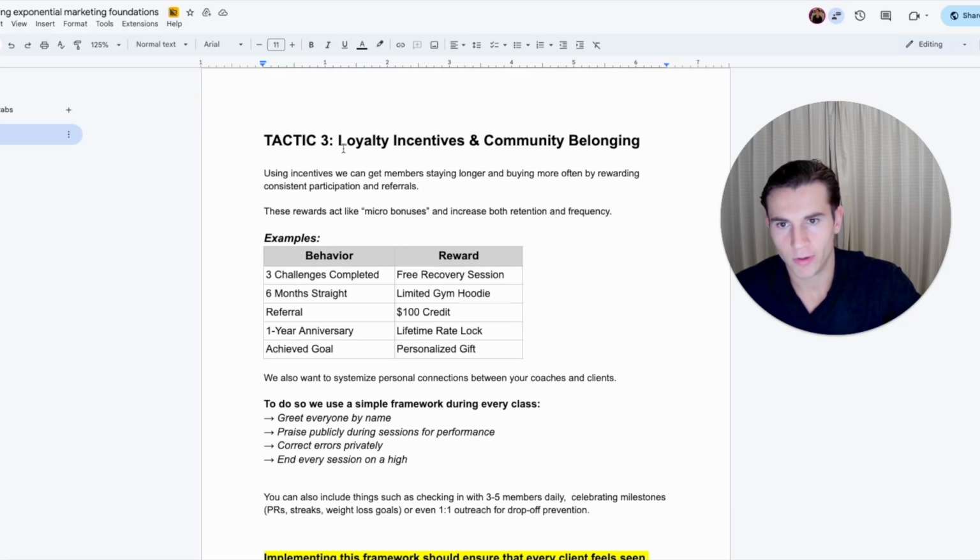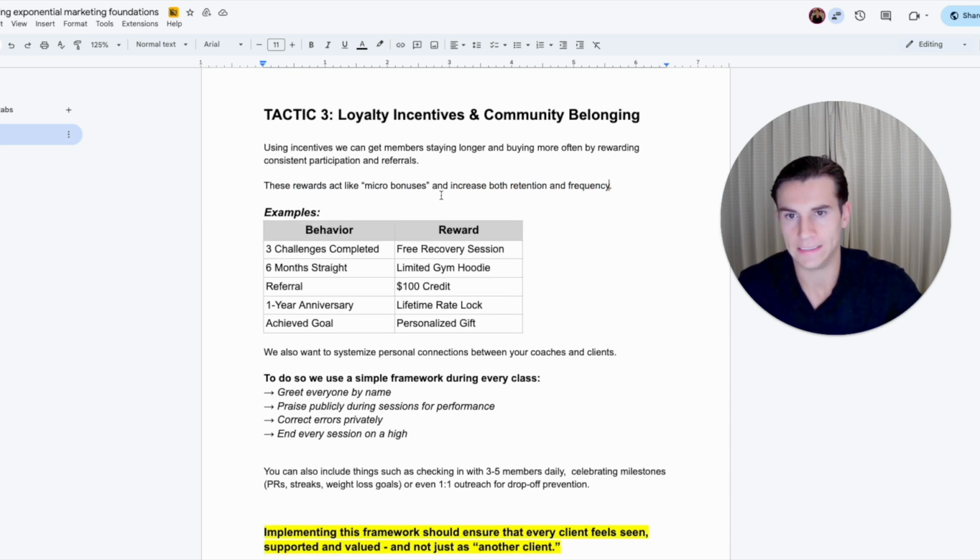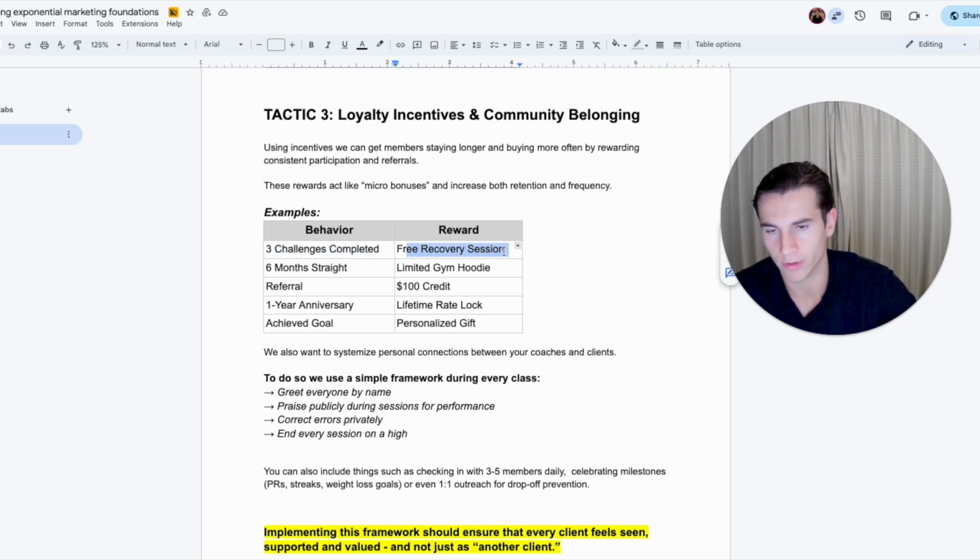And then tactic number 3 is loyalty incentives and community belonging. Using incentives, we can get members staying longer and buying more often by rewarding consistent participation and referrals. These rewards act like micro bonuses and increase both retention and frequency. For example, 3 challenges completed, they get a free recovery session. This is pretty self-explanatory. You can set these up with any sort of incentive that you want to do.